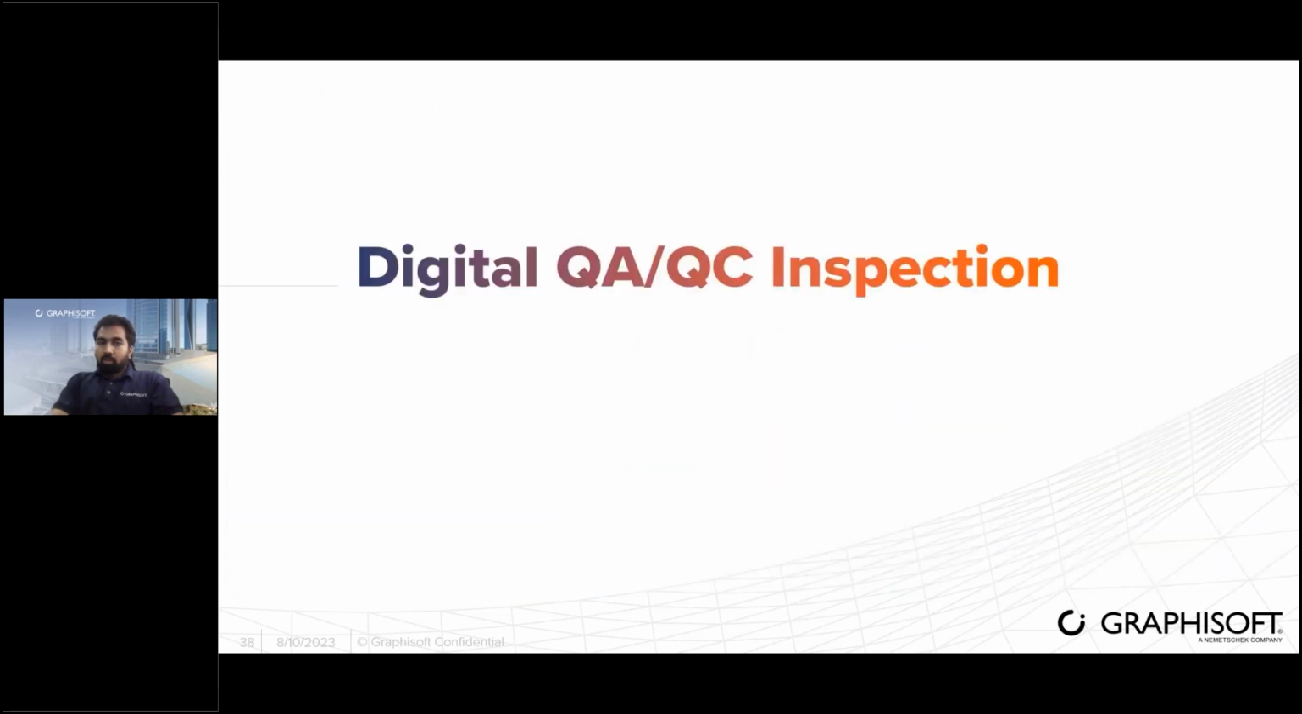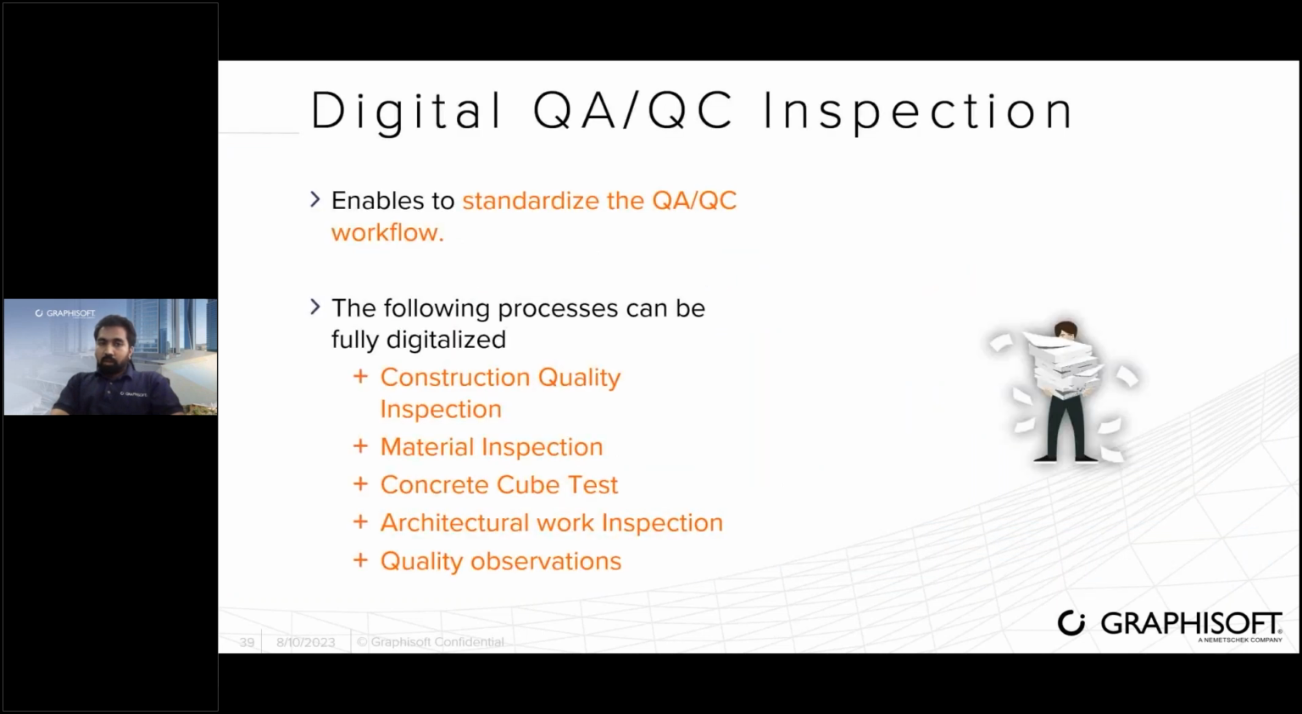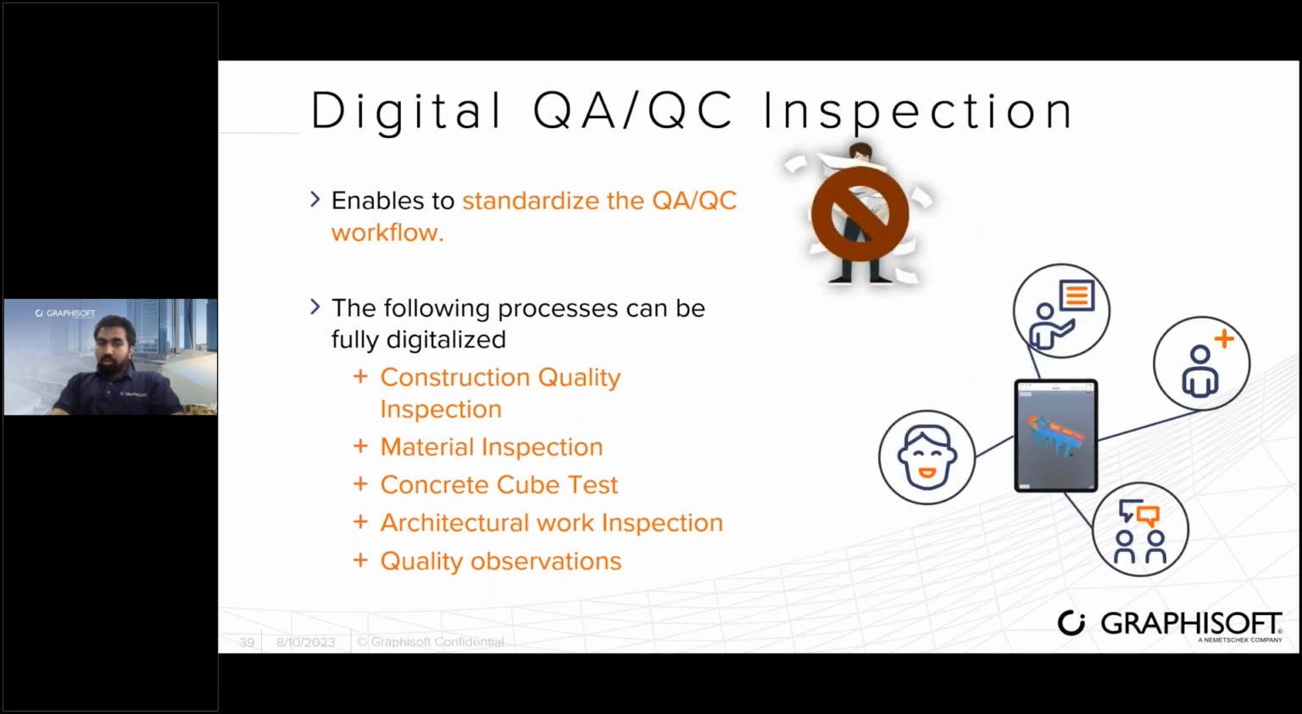All right, so let us go to this QA/QC inspection, which is again the digital form of it. And this workflow is enabling us to standardize the QA/QC workflow. And it is very similar to the previous workflow as well. It enables us to perform construction quality inspection, material inspection, and you can even document the concrete cube test, architectural work inspection, quality observation, and so on. So as I said, when you log this information inside dRofus within the BIMx interface, everybody will be getting the information instantly, and then it helps to perform better decision making.